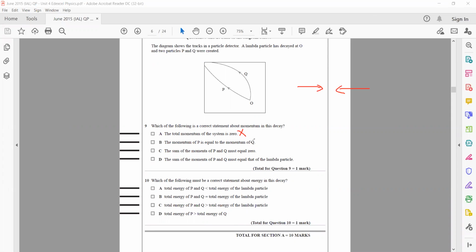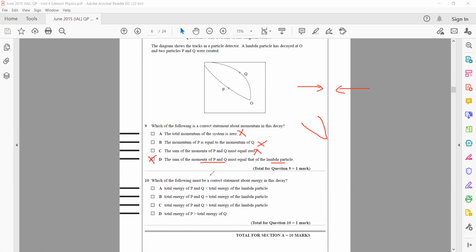Momentum of P is equal to momentum of Q. We cannot say they have the same momentum because they don't have the same curvature. The track curvature is not the same for both, so we cannot say they have the same momentum. The sum of momentum of P and Q must be zero. It should not be zero because they are moving in a certain direction. The sum of momentum of P and Q must equal that of lambda. That's true because the total momentum before equals the total momentum after the collision.